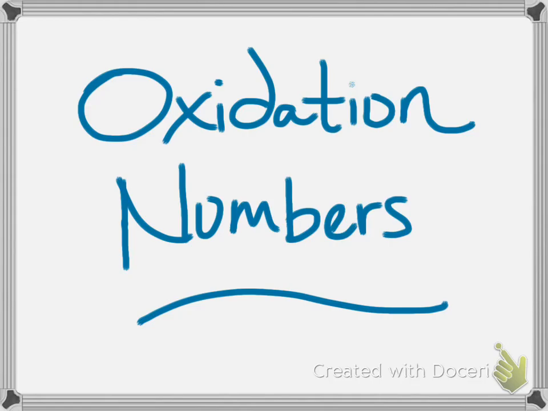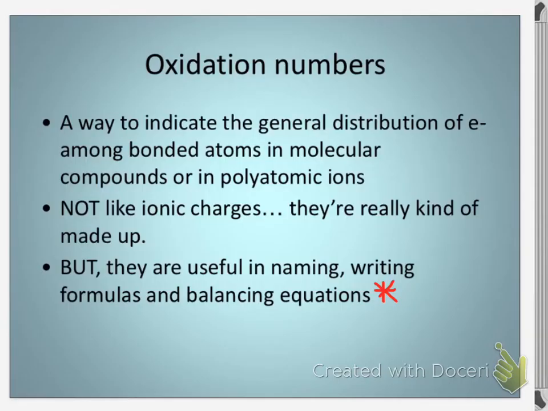Let's go. So oxidation numbers, I've always felt, are a little bit strange. They're a way to indicate the distribution of electrons among the atoms in a molecular compound or in a polyatomic ion. Basically, they're kind of like charge, except we're dealing with atoms that haven't given up or gained an electron. So they're not like ionic charges in that really no exchange of electrons has taken place. So they're kind of made up, but they are useful.